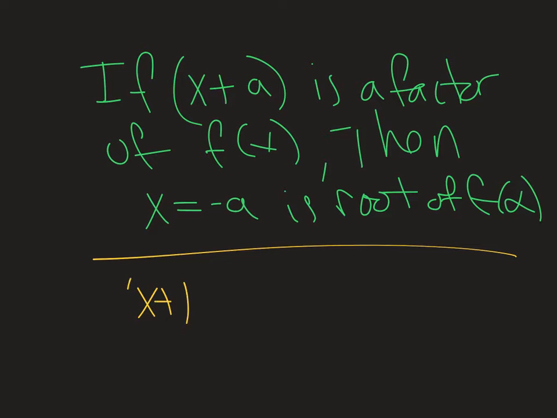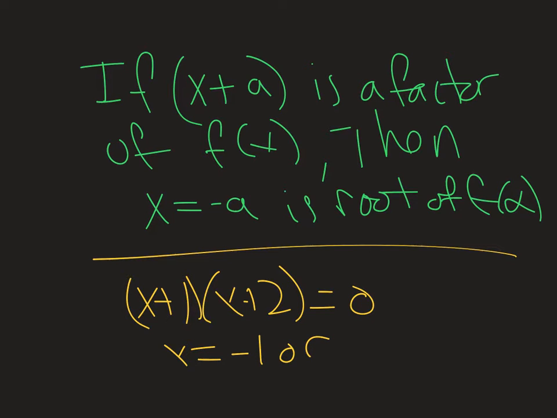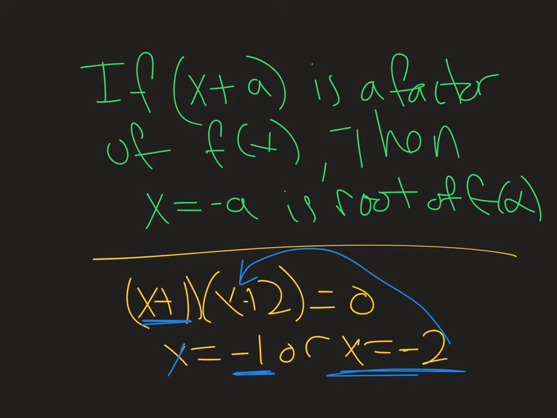If we have x plus 1 times x plus 2 equals 0, well then x has to equal negative 1, or x has to equal negative 2. Basically all we're saying is that if we know this is a factor, then we know the opposite of it is a root. And this theorem actually is an if and only if statement. It goes both ways. If I know x equal negative 2 is a root, I know that x plus 2 is a factor for my function.